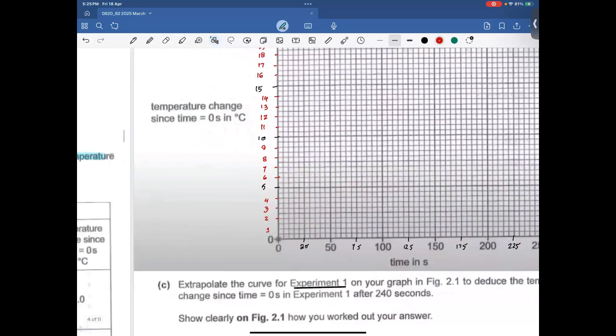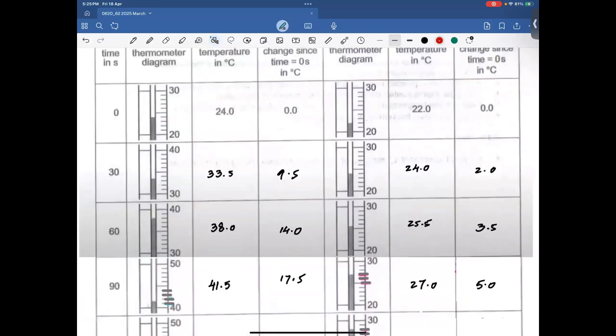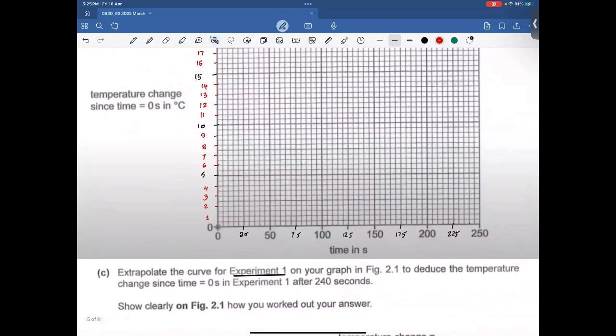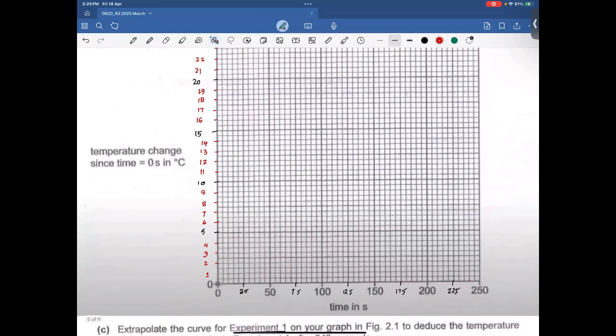So let me draw the values first. 9.5, 14. Let me draw the values. 9.5 and 14. 25, 30, 35, and then 35.5. No, at 30, 25, 30. What is it at 30? 9.5. This is going to be the point.